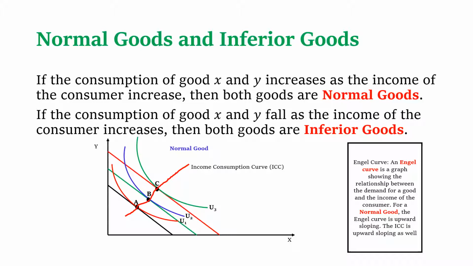So you find out that when people become richer, they consume less food. The demand for food decreases as an individual's income continues to increase.